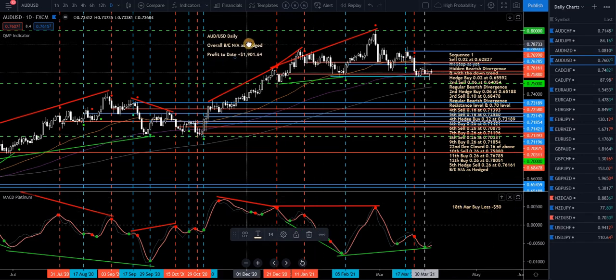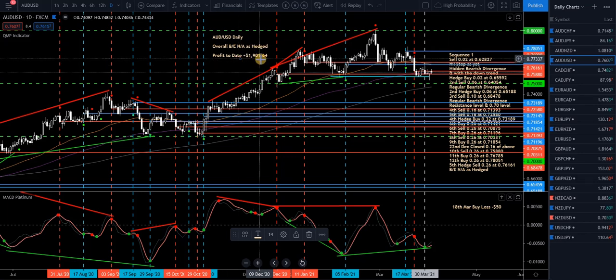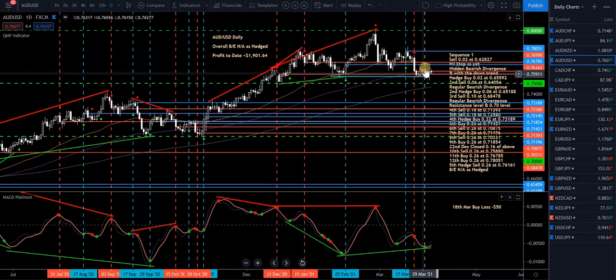Made 1,900 on this pair to date, so it's all right. A lot of trades all jammed in here. So now we're looking for a new buy, not happening yet. Got the support level in here.